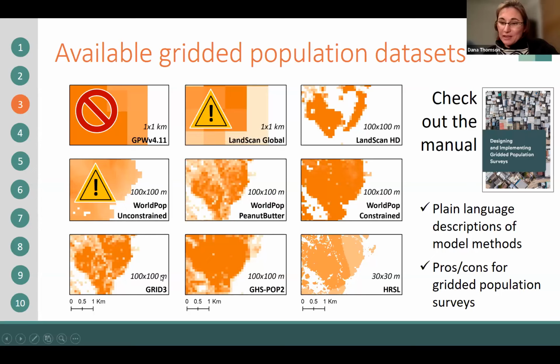So please check out the manual if you want to learn more about gridded population data sets, how they're made, and when you might want to use them. I will say that in terms of what is the most important issue that will come up with gridded population sampling, it is the underlying accuracy of these data sets. That is the most important issue in terms of having a good sample.